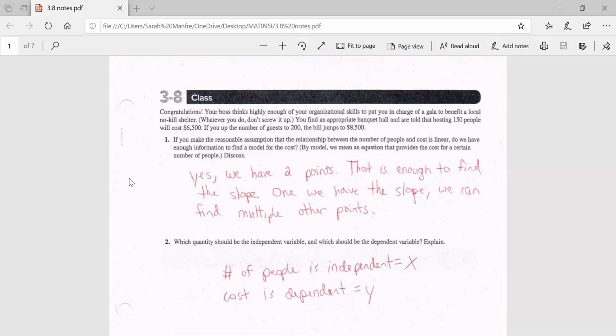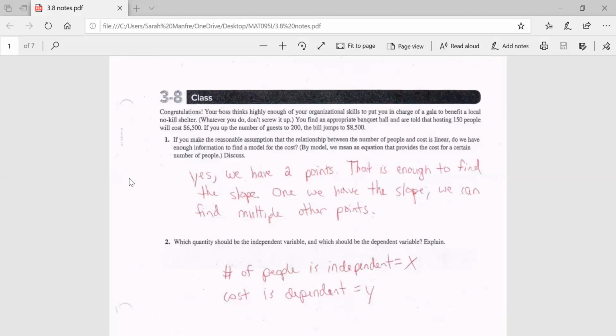So people is going to represent our X, and the money is going to represent our Y. Because 150 people, X, is going to cost 6,500, Y, that's a point. And 200 people, X, costs $8,500, Y, that's also another point. So that means that we have 2 points, and that is enough information to find the slope. And then once we have the slope, you can find as many other points as you want. So yes, we do have enough information to write the equation of a line.